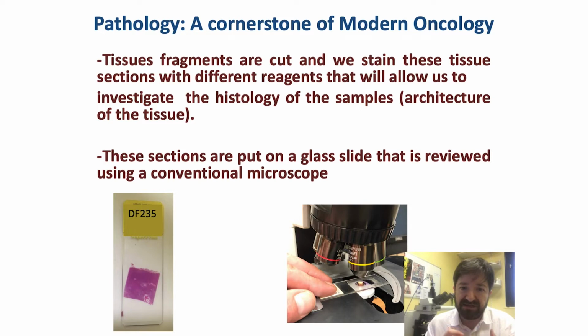And this review, this investigation, allows us to make a diagnosis of cancer or a benign condition. It also allows us to assess the prognostic features of the cancer and to adapt the treatment. So these sections are put on conventional glass slides that are routinely reviewed using a classical conventional microscope.